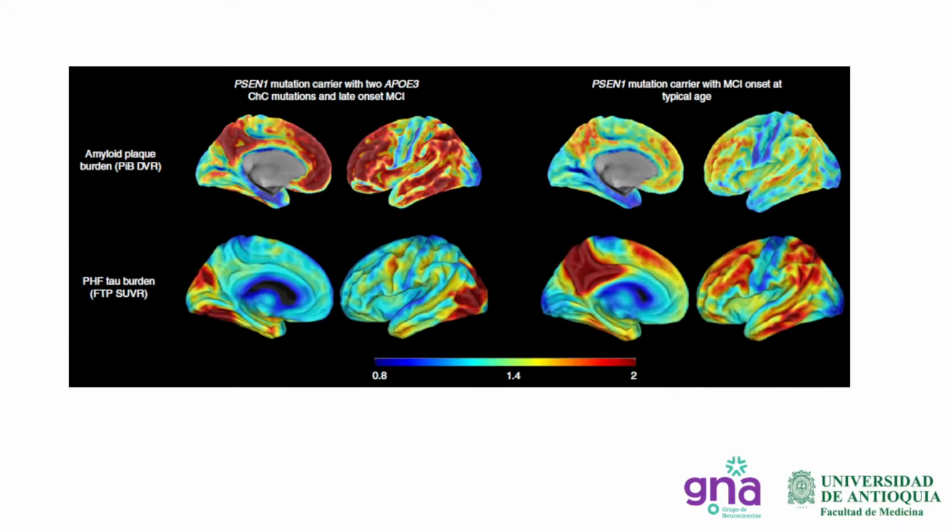Y este es el ejemplo de Aliria. Aliria fue la mujer de 72 años que les estaba contando. Este es el cerebro de ella.